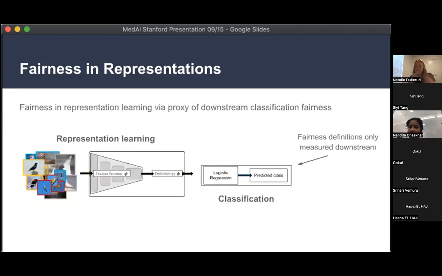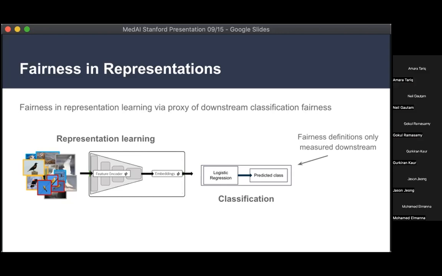So now I've talked a little bit about fairness and classification. We can move on to fairness and representation learning. Deep metric learning exists as a subset of representation learning. And fairness in representation learning has largely been characterized by downstream classification fairness.